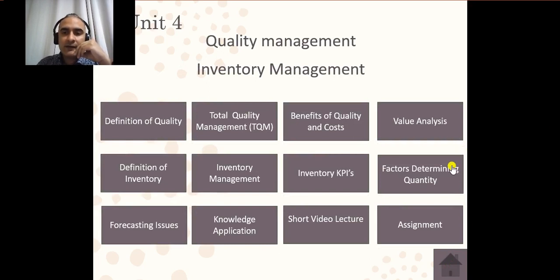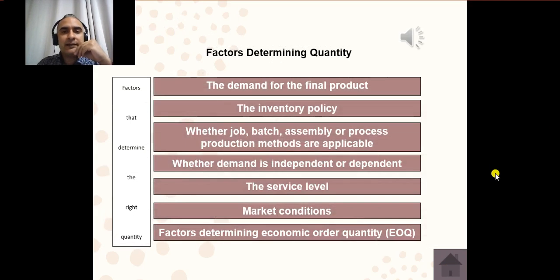So anyways, now we go to factors that will determine the quantity. When we are managing inventory, having the right amount is critical. Like I said, if we have too much, we have money that is not moving. If we have too little, sometimes we can have delays because we don't have enough supplies to produce. So we always have to have the right quantity, and we have to do the right forecasting.